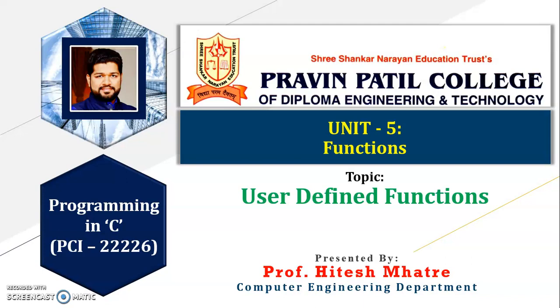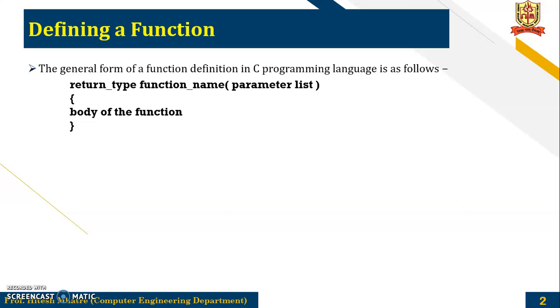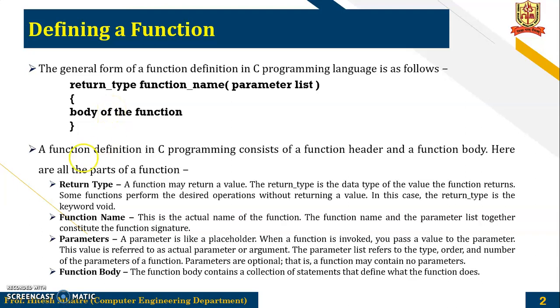Today we are going to learn about unit number 5, that is function, and the topic is user-defined function. Now, defining a function. The general form of a function definition in a C program is a return type, then the function name, the parameter list, and the body of a function. So a function definition in a C program consists of a function header and a function body.